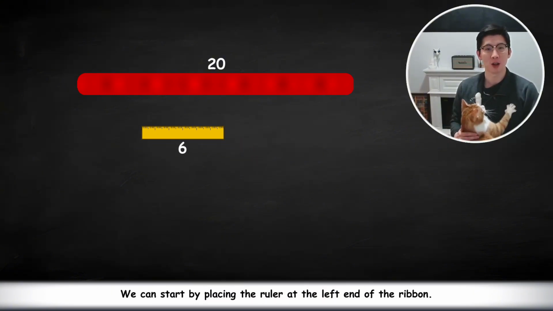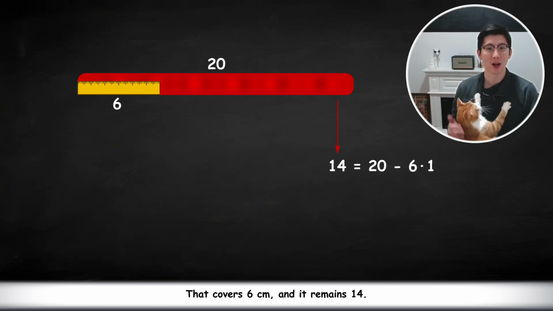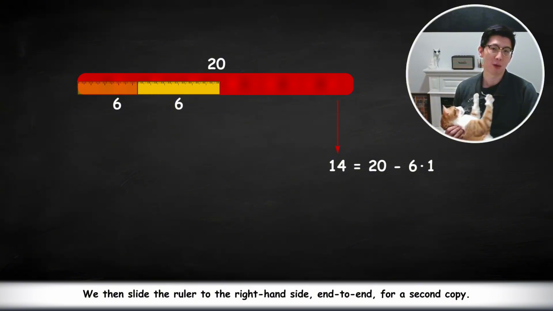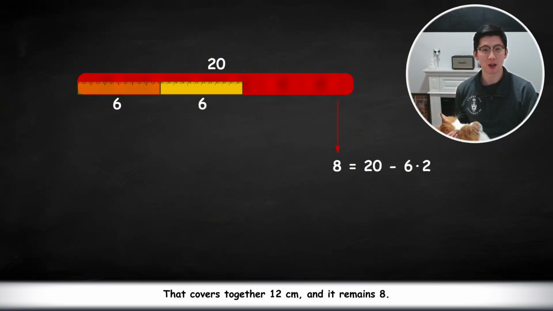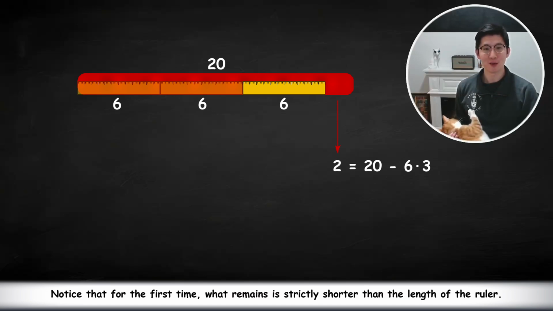We can start by placing the ruler at the left end of the ribbon. That covers 6 centimeters, and it remains 14. We then slide the ruler to the right-hand side, end to end, for a second copy. That covers together 12 centimeters, and it remains 8. We keep going for the third copy. Now we have covered 18 centimeters, and it remains 2 centimeters. Notice that for the first time, what remains is strictly shorter than the length of the ruler.